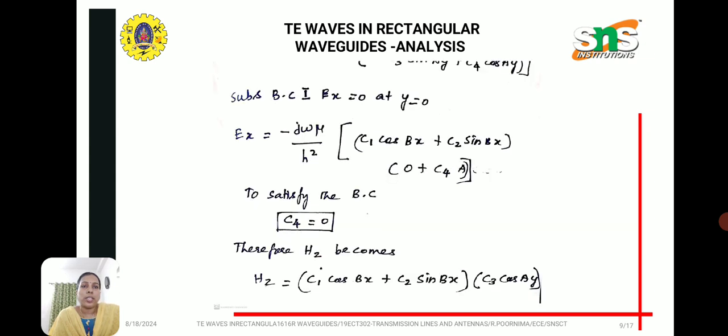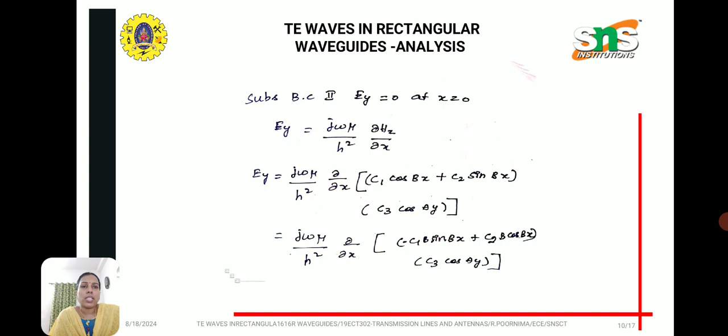Substituting Ex equal to 0 at y equal to 0, which is one of the boundary conditions, we get Ex as minus jωμ divided by h squared, times C1 cos βx plus C2 sin βx. The third term is 0, so C4 times α must vanish. To satisfy the boundary condition, C4 must be 0. Therefore Hz becomes (C1 cos βx plus C2 sin βx) C3 cos αy.